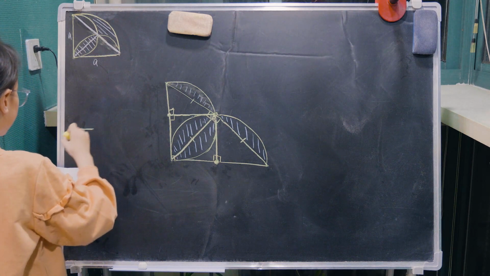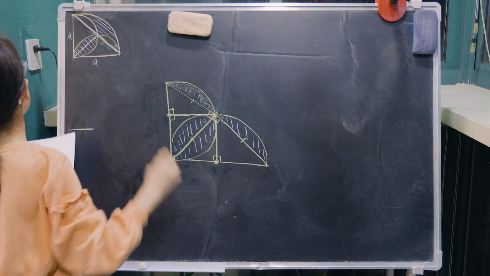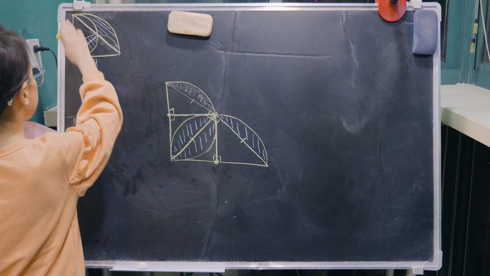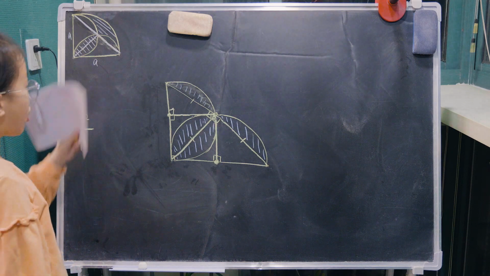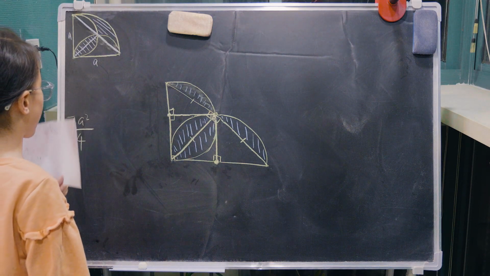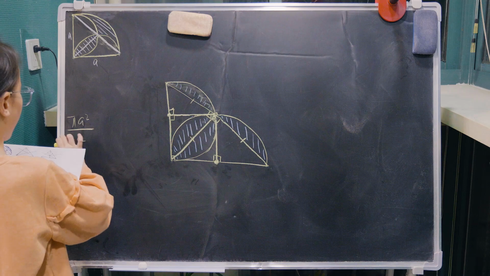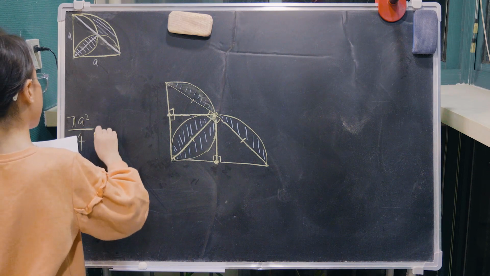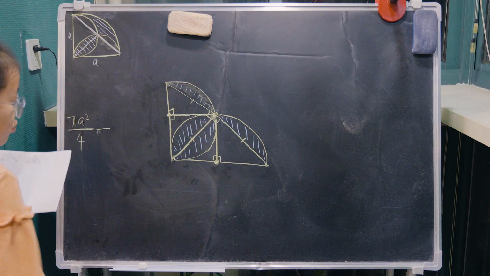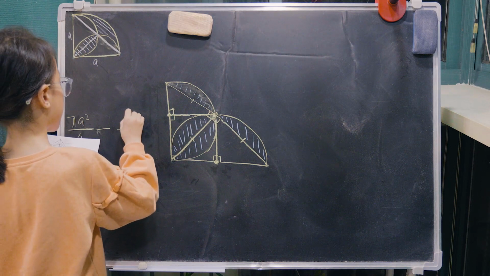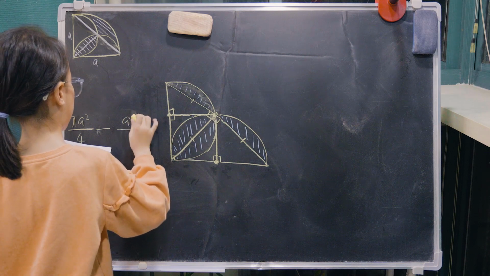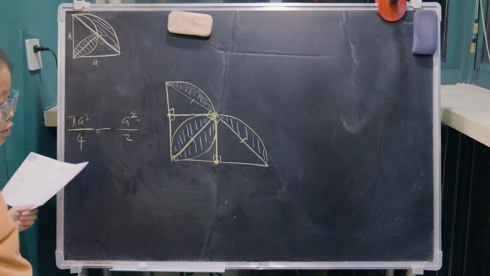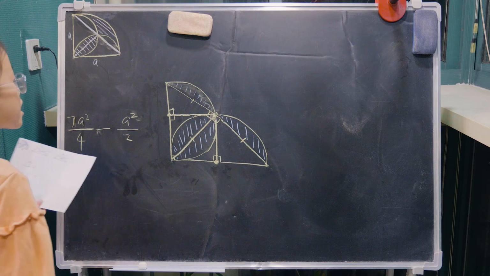So what we're going to do is, the whole part is pi times a squared over 4, because this is a quarter of a whole circle and the radius is a. So pi a squared over 4. The minus is this part, this right triangle, which is a times a over 2, divided by 2, a squared over 2.